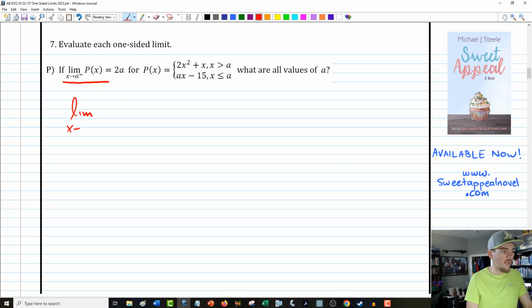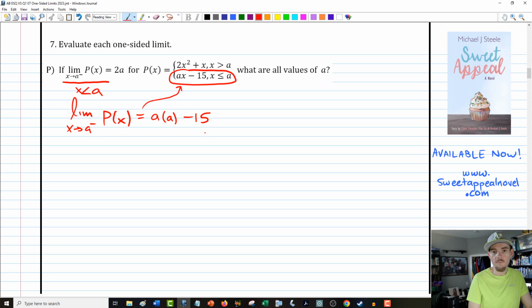So if we want to check the limit as x approaches a from the left of p of x, then we're going to have to use the values of x that are smaller than a. Well, where those occur is right here. It also occurs at a, but we're just going to set aside the point itself for a second. So when x is less than a, p of x is given by ax minus 15. So for us, we need to evaluate this limit using the correct branch. It is going to be that branch, but specifically it's going to be that branch when x is approaching a. So here's how that's going to look. We'll have a times a substituted for x minus 15.